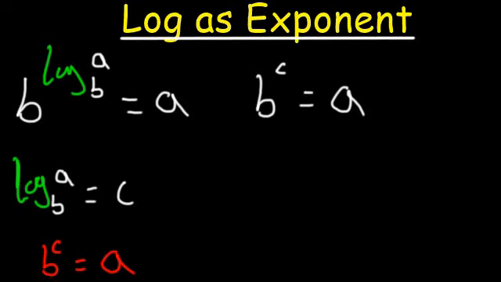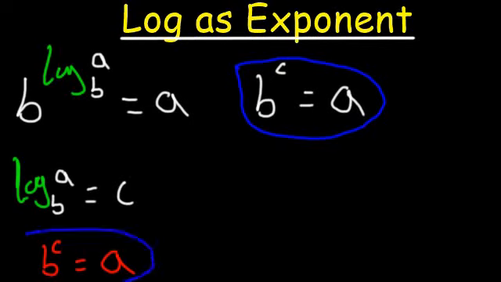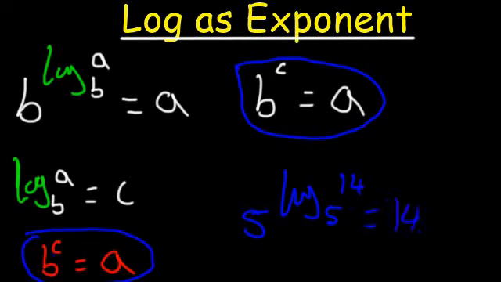Now, here's a question for you. The expression we have over here, is it actually the same as the expression we have over here? The answer is absolutely yes. b to the power of c is equal to a. So definitely the identity is true. And here's why the identity is true. If you have a number like 5 to the power of log of base 5 to 14, this is simply equal to 14. So you just want to keep that in mind. Very simple and very straightforward.